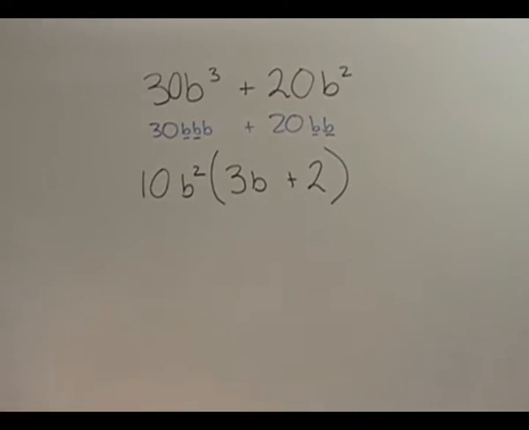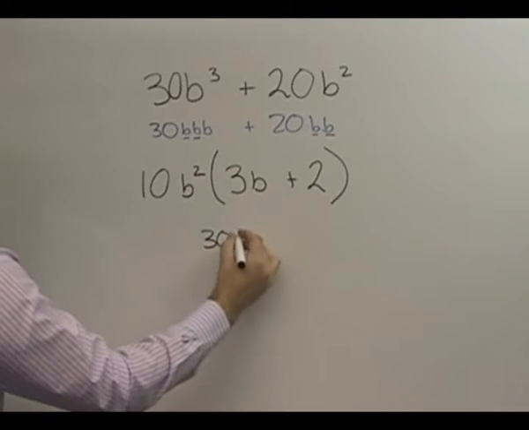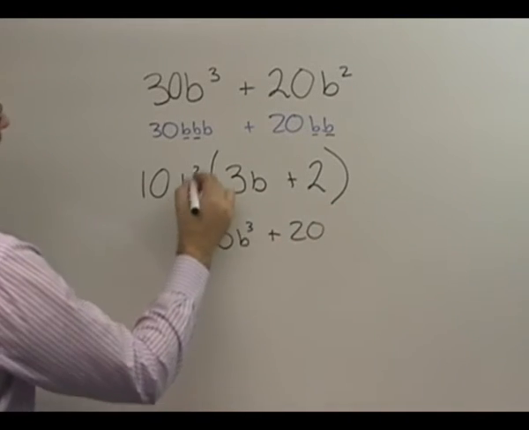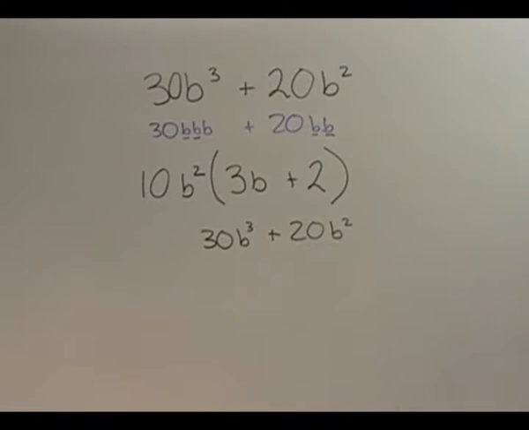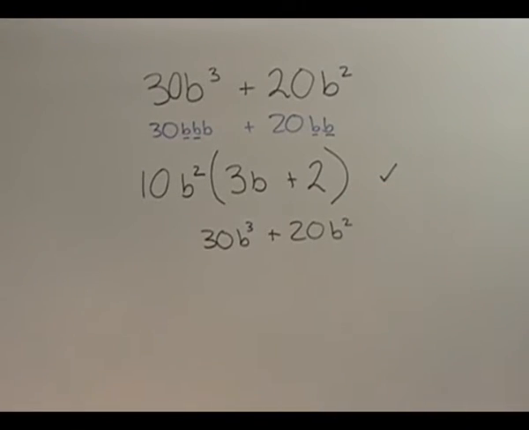So, if I expand it to check, 10 times 3 is 30. b squared times b is b cubed. 10 times 2 is 20. b squared, well, nothing to times that by, so it's just 20b squared. And so that is the correct factorisation.